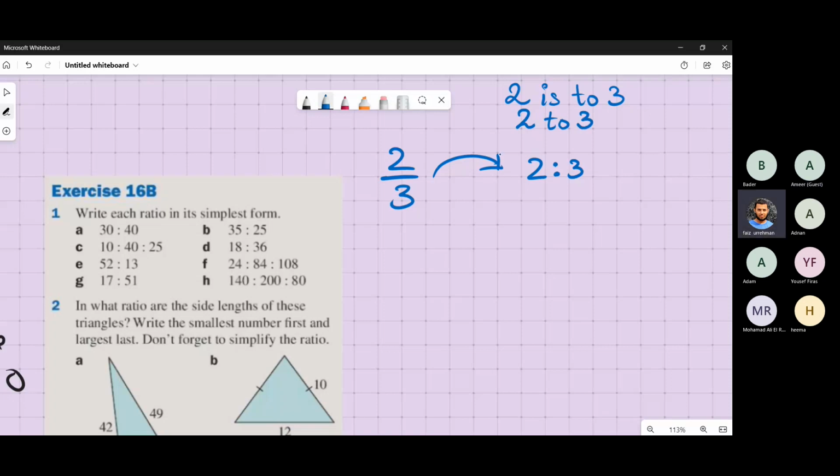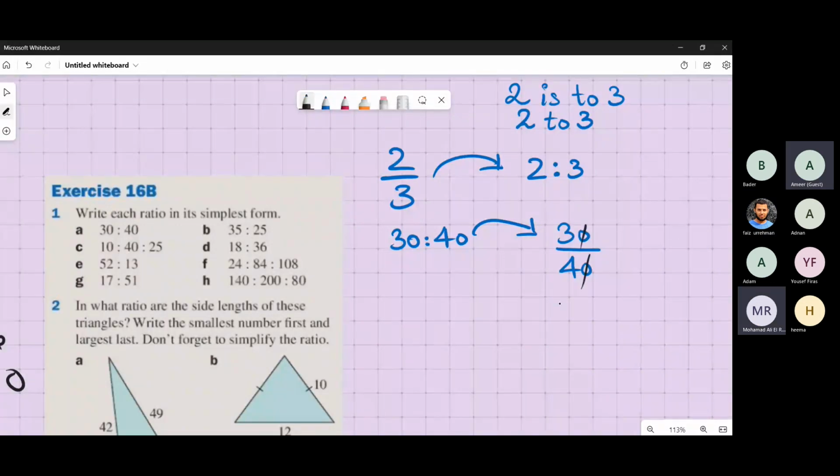It's nothing new. So 30 to 40. If you simplify it, what are you going to get? Cancel the zero. 3 to 4 is the answer. 30 over 40, how can we simplify them? Cancel the zeros. 3 to 4. That's the final answer after simplification.